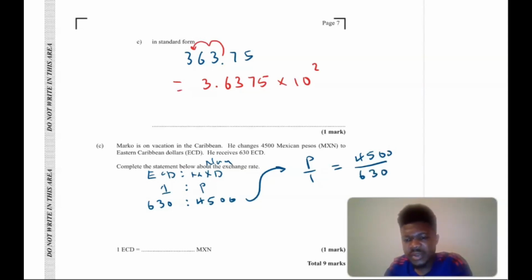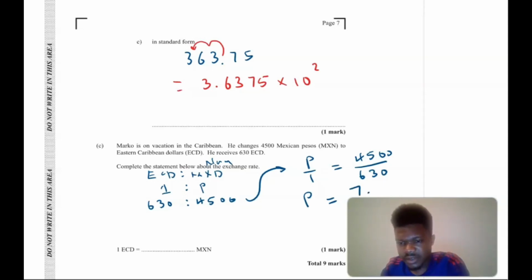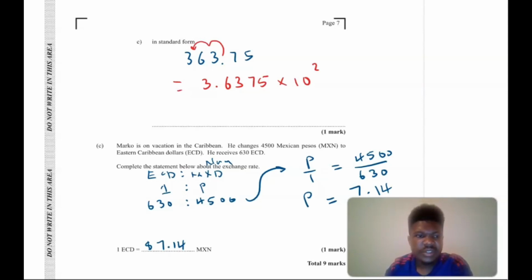So start right there. P over 1 is just P. And then we put this: 4,500 divided by 630. And that's 7.14. So 7.14. That's the equivalence for it. Round to 2 decimal places.